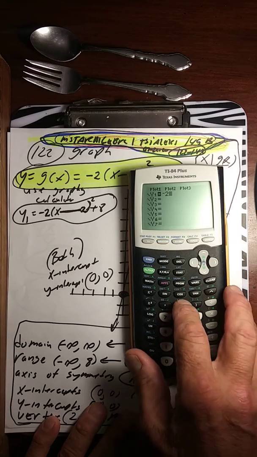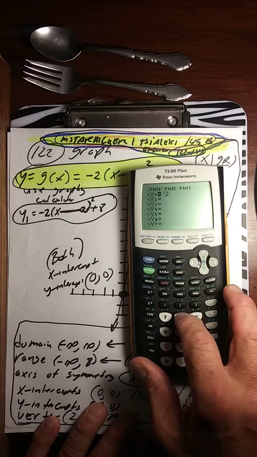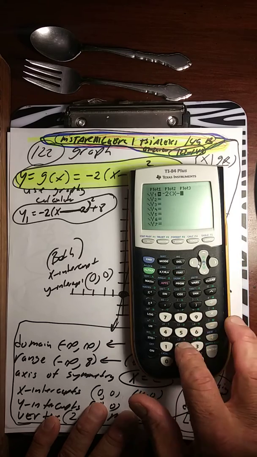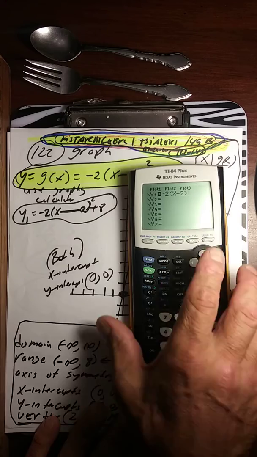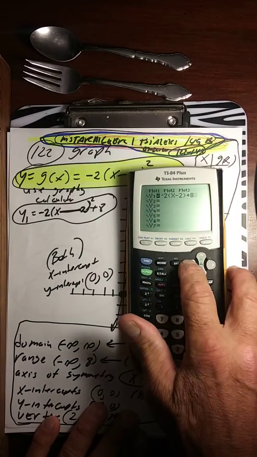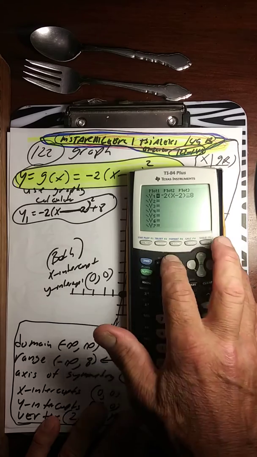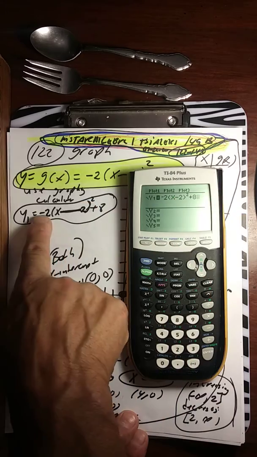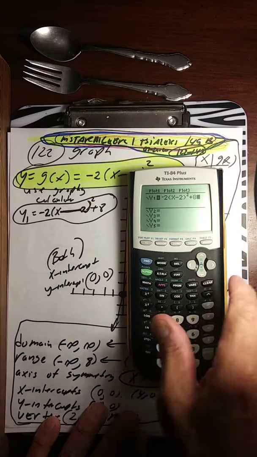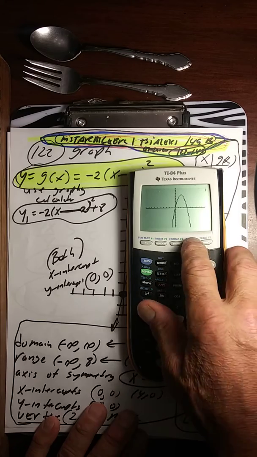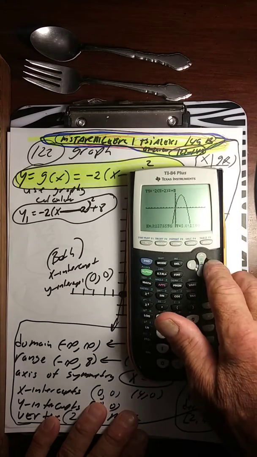So -2 parentheses x minus 2 close parentheses, squared, plus 8. Okay, so now does it look like that? -2(x - 2) squared plus 8. Yes. Hit graph. It draws it for you. Do a trace. You can start getting points in there if you want to.